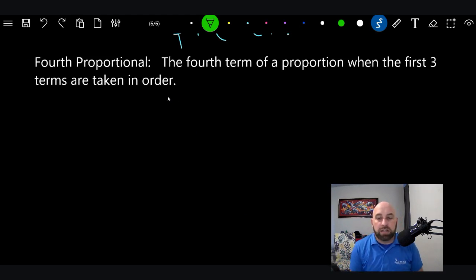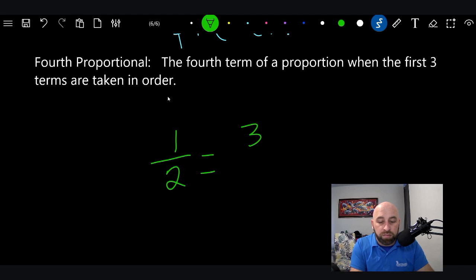The first thing is the idea of what's called fourth proportional. If something is fourth proportional, that means that we're missing the fourth. We're looking for the fourth. So, for example, if I have 1 over 2 equals 3 over x, this one is what's called fourth proportional.